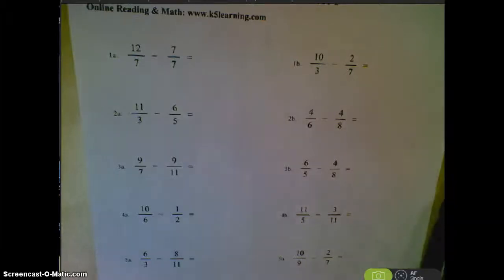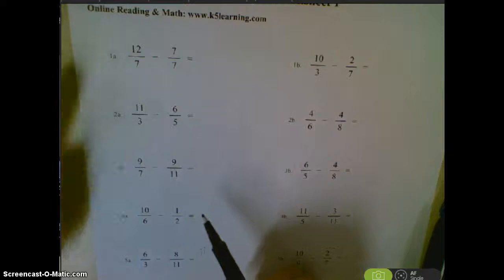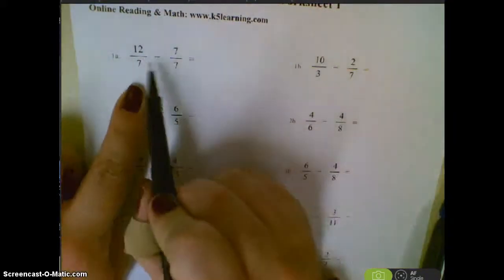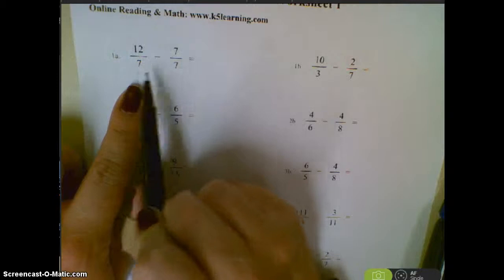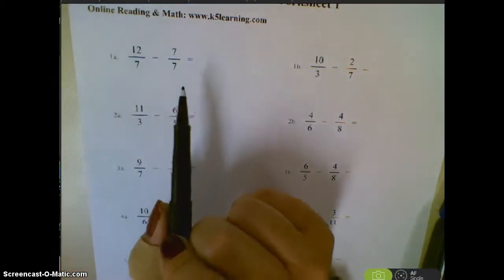Okay, fifth graders, some of this homework we did in class, so I know you have 2A done and I believe 3A is also done. But we'll just work here. Today we're subtracting, but we're still looking for that common denominator. You can't add or subtract without a common denominator.